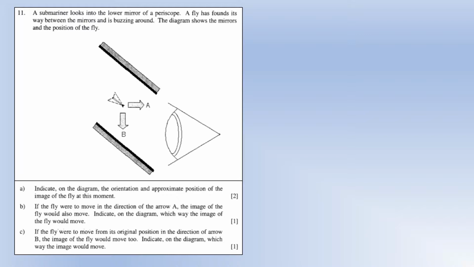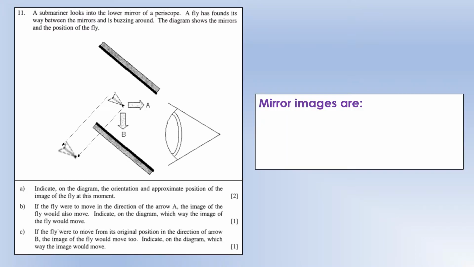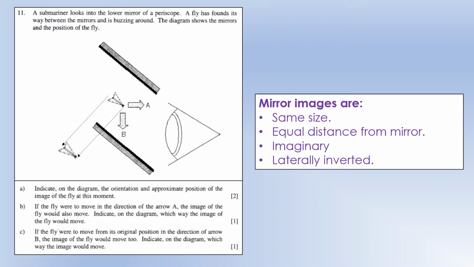Okay, so a submariner looks in a low mirror of a periscope, which is basically based on two mirrors. A fly has found its way between the mirrors and is buzzing around, and the diagram shows the mirrors and the position of the fly. Indicate on the diagram the orientation and approximate position of the fly. So the key here is to know about mirror images. Remember, they are the same size as the object. They're an equal distance from the mirror as the object. They're imaginary type images, and they're laterally inverted. So this is where our image is going to be.